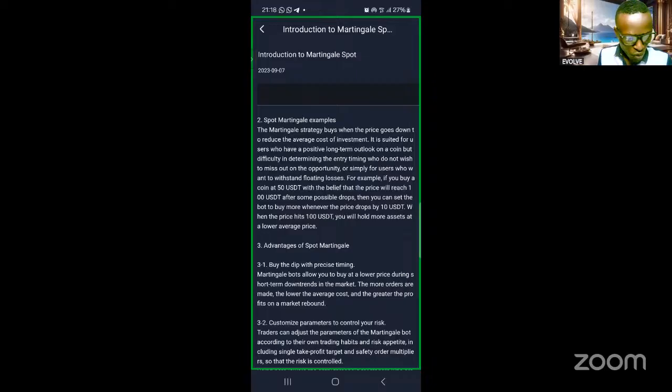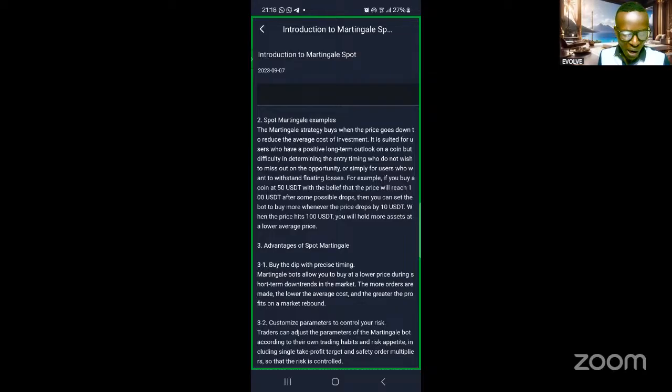For example, if you buy a coin at $50 with the belief that the price will reach $100 after some possible drops, then you can set the bot to buy more whenever the price drops. Wait a minute. Did I just read that? If you buy a coin at $50 with the belief that the price will reach $100 after some possible drops, okay? So you are looking at the market. I'm entering this coin. It is at $150, but it has the potential to go up to $100.